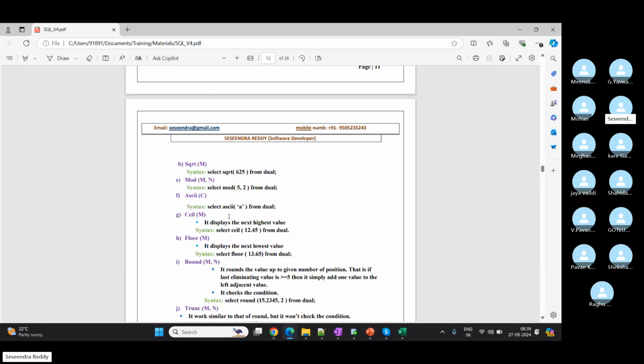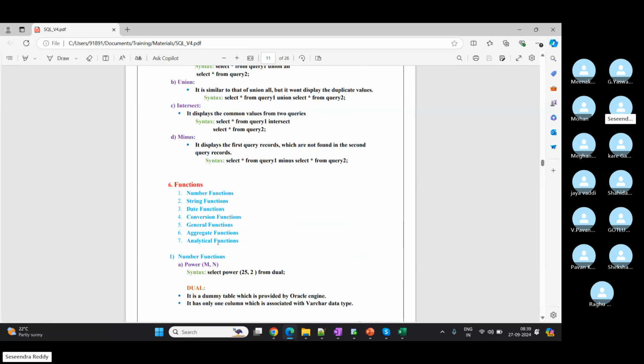Okay, so we have 7 types of functions in SQL. So number, which we use to work on number data type columns like salary, ID, and string functions use it to work on character data types, uppercase, lowercase, and a lot of functions are there under string. We'll see one by one.